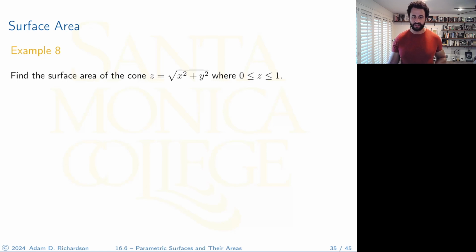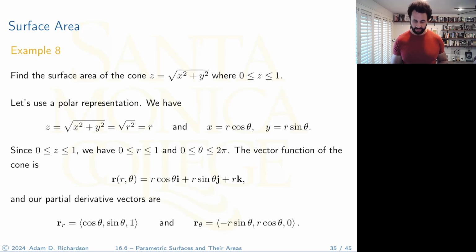Okay, now let's take a look at it together. So we've got the cone here, and we want to find the area. So we have to pick a parameterization. I'm pretty sure I picked a polar or a cylindrical parameterization. Yeah, I really should say cylindrical. Sorry, that should say cylindrical parameterization.